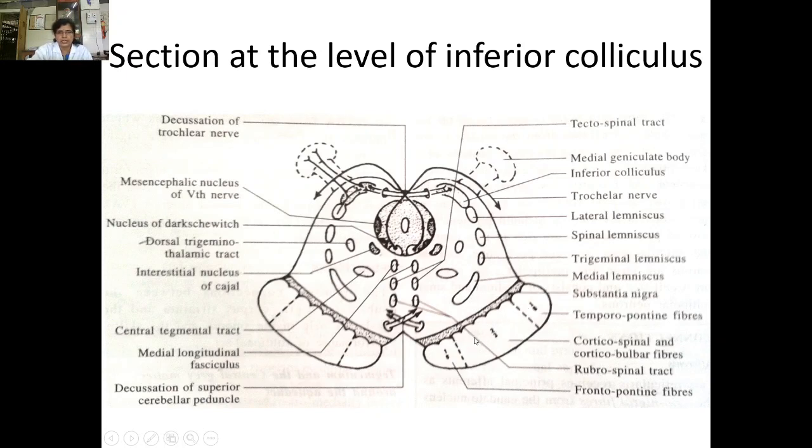Then dorsal to the crus cerebri, there is the substantia nigra, which is a sheet of pigmented grey matter. It is arched in shape with its concavity directed dorsally towards the tegmentum. The substantia nigra is divided into two parts: the dorsal part is called the pars compacta, and the ventral part is called the pars reticularis. It is dark in color because of the presence of melanin pigment.